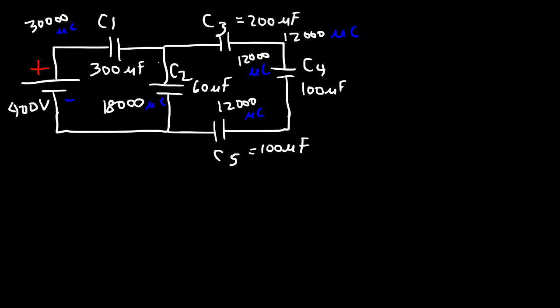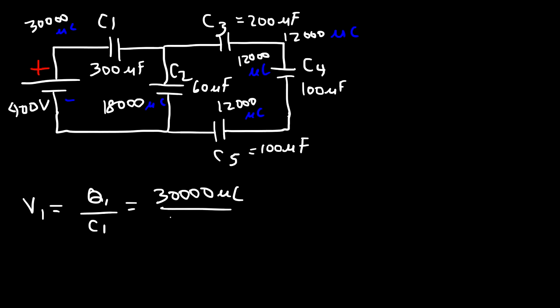So let's start with this one. V1 is going to be Q1 divided by C1. So that's 30,000 microcoulombs divided by 300 microfarads. So 30,000 divided by 300. What we can do is cancel two zeros, and so it becomes 300 divided by 3, which is 100. So we have 100 volts across C1.